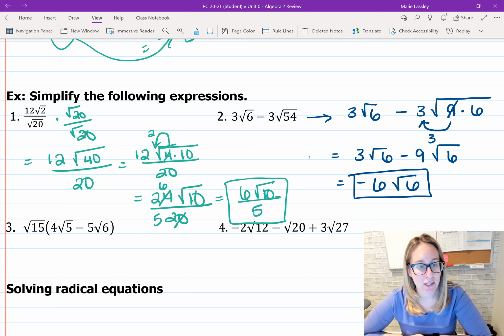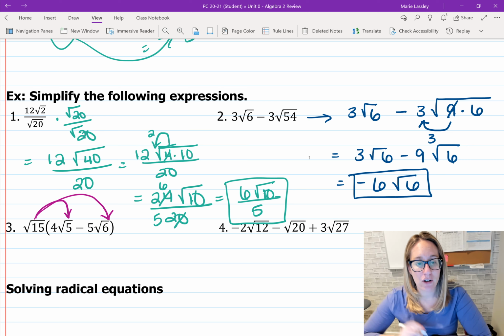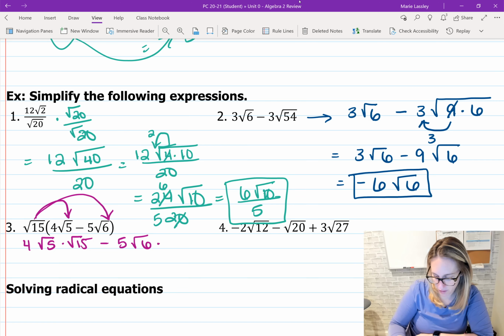The hard part is some students think that you have to multiply the number out front by the number underneath the radical, but that's not true. You're really just going to end up multiplying the radicals by each other. So first I'm going to distribute. So I have 4 times the square root of 5 times the square root of 15 minus 5 times the square root of 6 times the square root of 15.